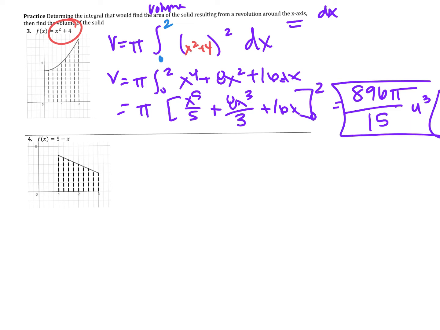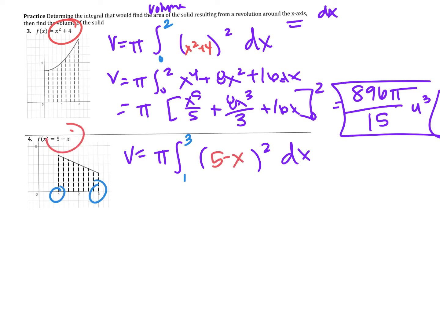All right, let's see if you can set this last one up on your own. Volume is pi r squared h, or pi times the integral of r squared with respect to x. So go ahead and pause the video and see if you can work through it on your own. So hopefully you had time to pause the video. This is going to be pi times the integral from 1 to 3 of r squared, which is 5 minus x quantity squared dx. Now I'm going to have you pause the video and actually evaluate that integral and just do a little practice with integration, and then unpause the video and see how you did.